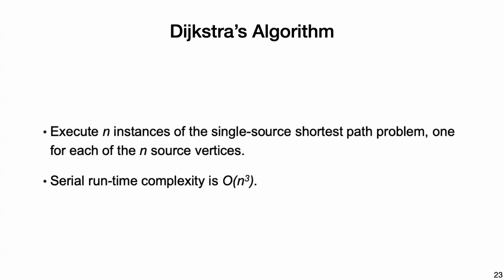That good? Questions? Okay. And yeah, so the first way we can do this is through matrix multiplication. The second way we can do this is through just running Dijkstra's algorithm repeatedly. You have n source vertices. You can just run Dijkstra's algorithm from all n of them. And each one of the runs would take n squared time. So the serial runtime is n cubed.